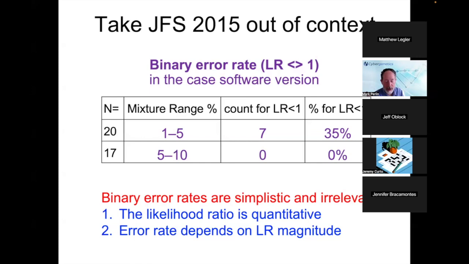What are we doing? Well, the simple answer is that binary error rates are simplistic and irrelevant. Why? The likelihood ratio is quantitative. It's not saying that a likelihood ratio of a tenth is the same as a likelihood ratio of 10 trillion. That's just stupid. But that was the argument. And the point is the likelihood ratio is quantitative and the error rate depends on the LR magnitude, as I showed you before. Next slide.